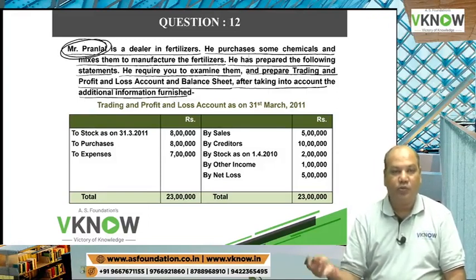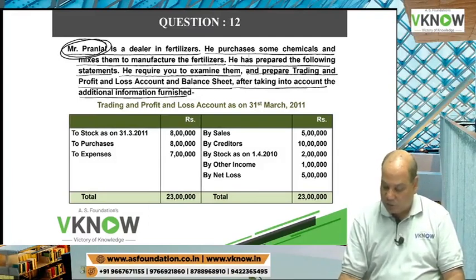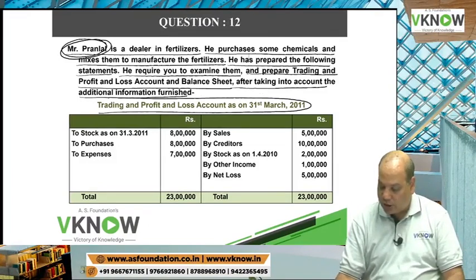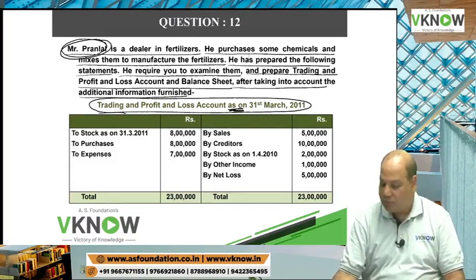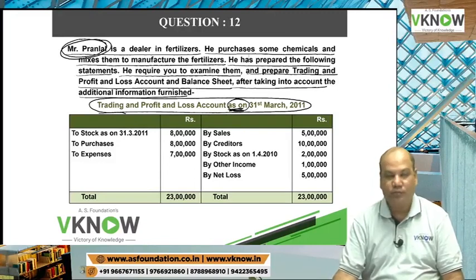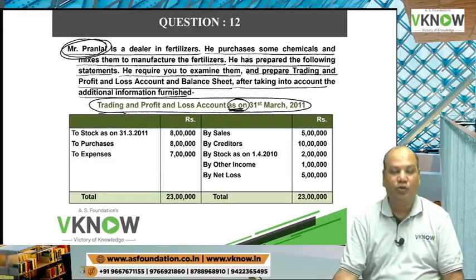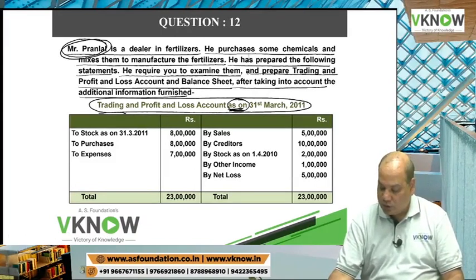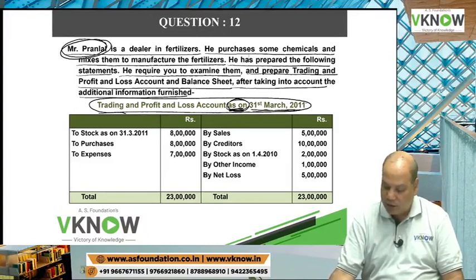Mr. Pranlal himself has prepared the trading and P&L account. This is not a correct P&L account. What has he done? He has written trading and profit and loss account as on. Should it be as on or should it be for the year ended? Tell me, should it be as on or should it be for the year ended? So he does not know accounts, so we have to help him. And this is 31st March 2011, the year ending date.